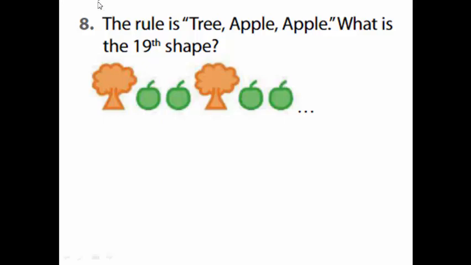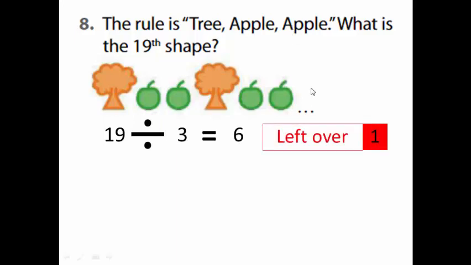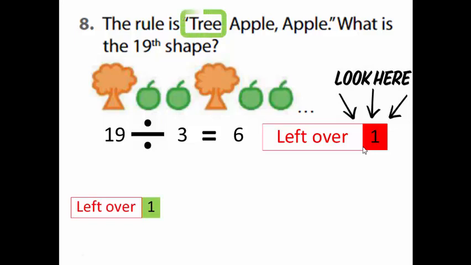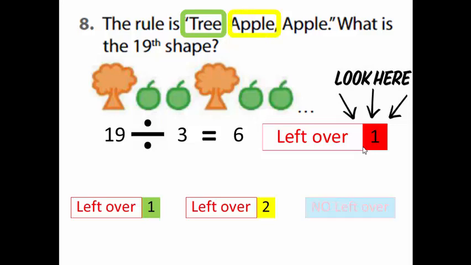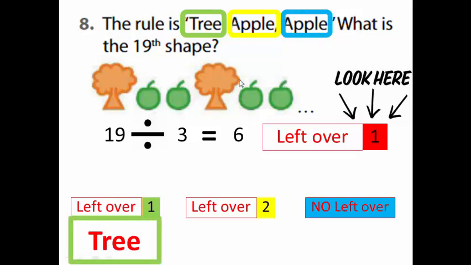Here I have 19, and how many items? Yes, 3: tree, apple, apple. I have 3 items. So we'll divide 19 by the 3 items. You have to look here. What's the leftover? Leftover equals 1. So we said if it equals 1, it will be the first item. It will be the second item if it equals 2, and if there is no leftover, it will be apple. So in this question it will be tree because the leftover equals 1.